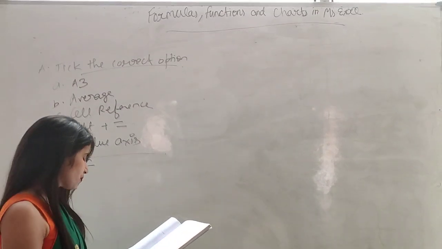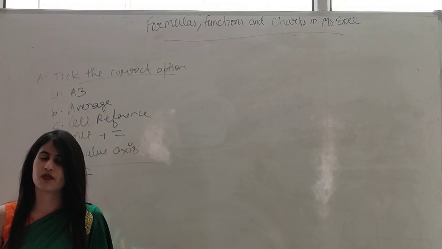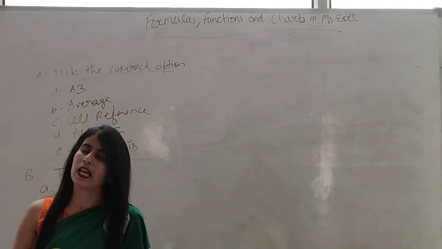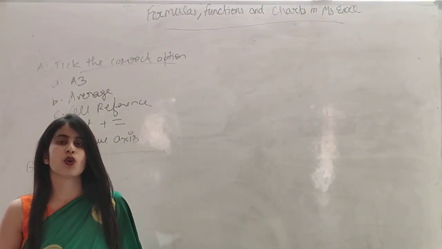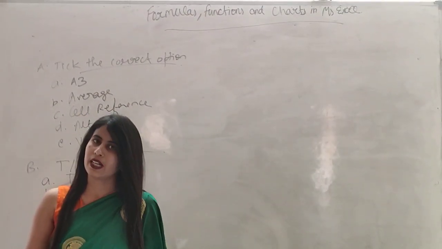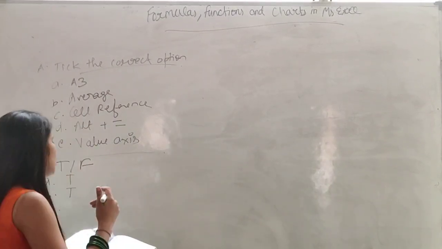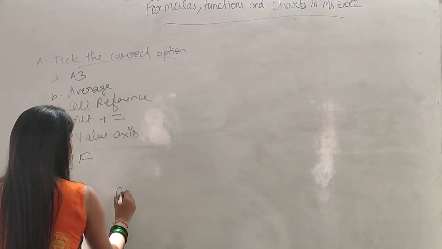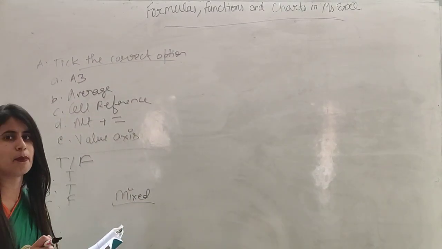Next one is, combined reference is a type of cell reference. We know that cell references are of three types. First one is absolute, second is relative, and the third one is mixed. So combined is not a valid name, it should be mixed. So it is false, and the correct statement for it is mixed. So you will write mixed in place of combined.